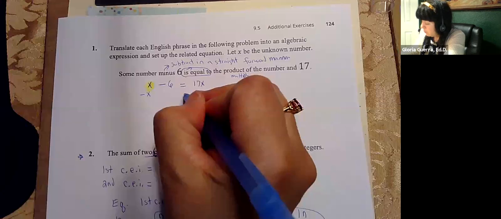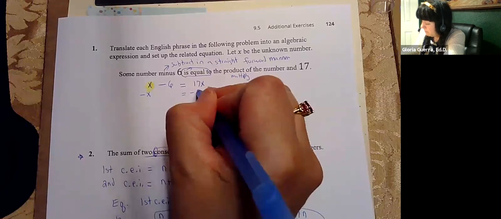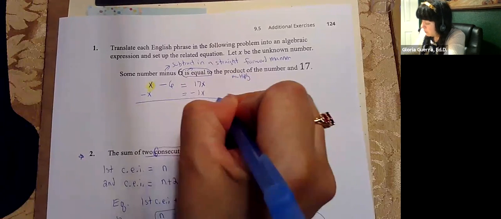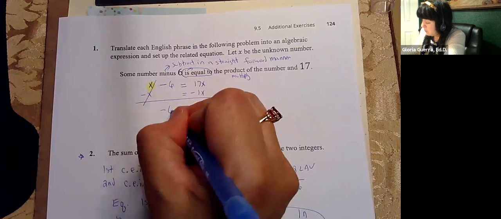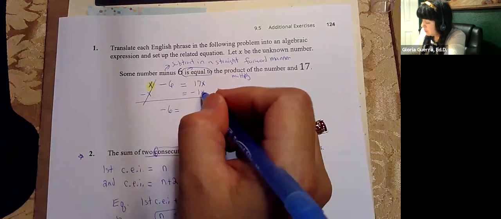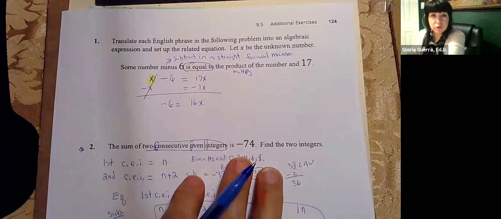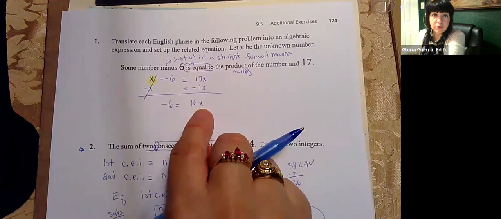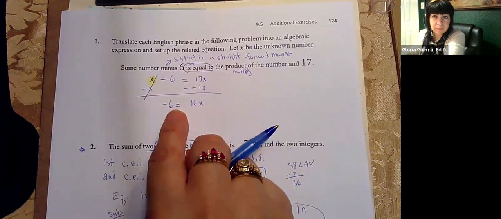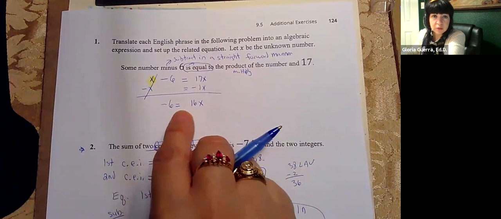And subtract 1X, right? These fall out. And you have -6 equals 17 minus 1X is 16X. Okay. So now you have your variable terms on one side and then your constants on the other. Okay. So, and you can do that.